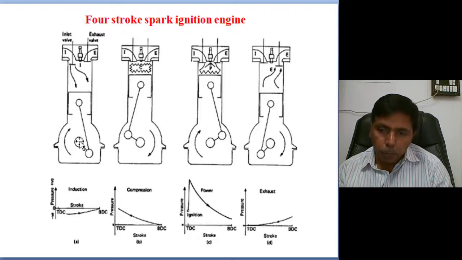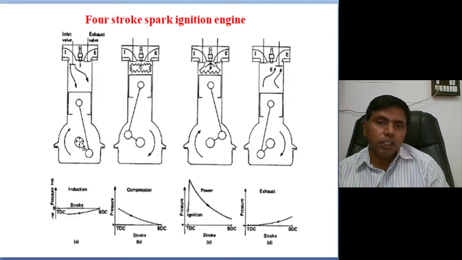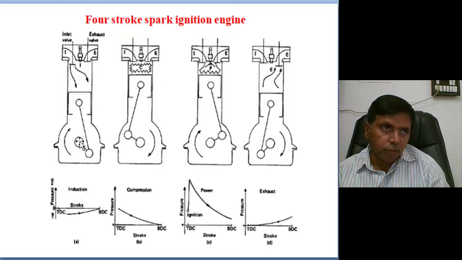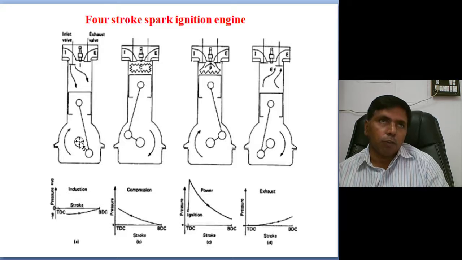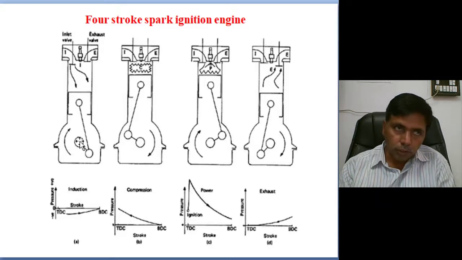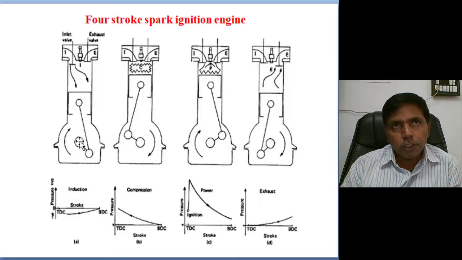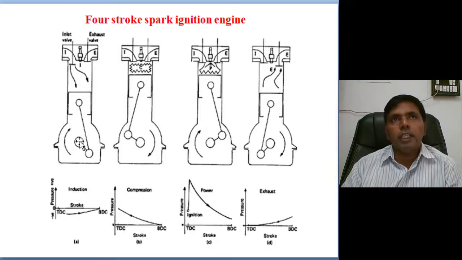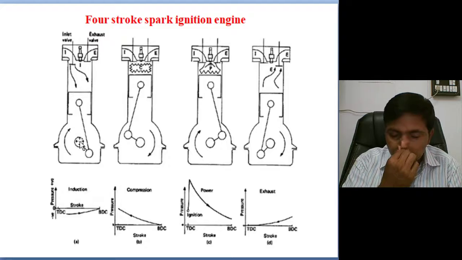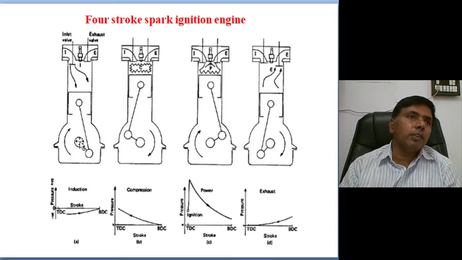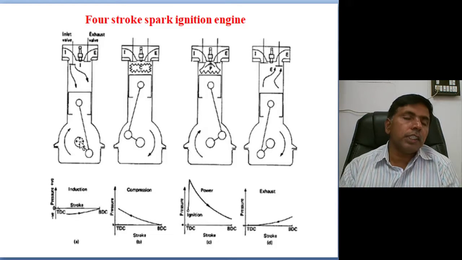Now, I want to complete those five operations. How much time will it take? How many rotations of the crankshaft? How many movements of the piston are required? One piston stroke means 180 degrees rotation of the crankshaft. Suppose the piston needs 4 movements to complete these five operations, then it is called a 4-stroke engine.